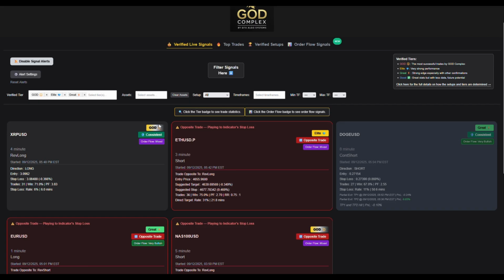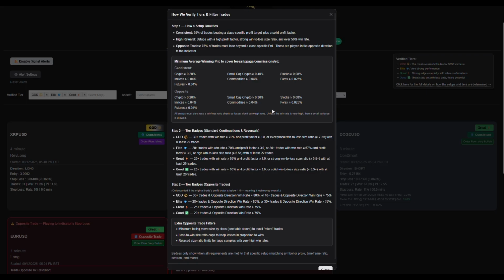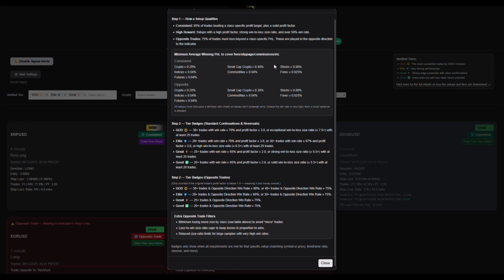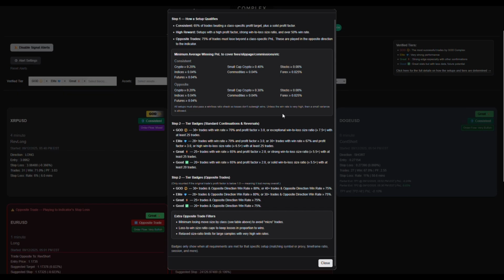So we'll take a look at this first setup. It's a Ripple XRP USD. Tier is God. And you know there's the different kinds of tiers as we saw here. You can click here to see how the tier is determined. There's a lot of stuff that goes on in the back end to make sure these trade setups are fully filtered. Profit past fees, commission, and slippage on average. Have enough win rate, profit factor, and a lot of other things. So I'll go ahead and read this if you like.